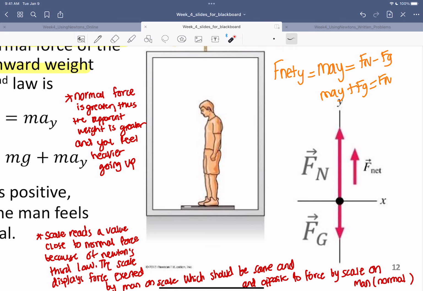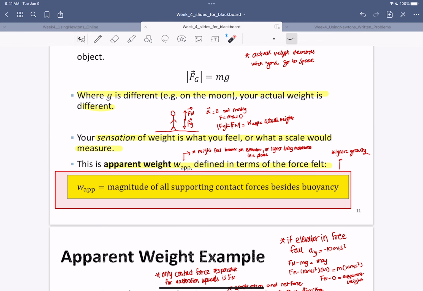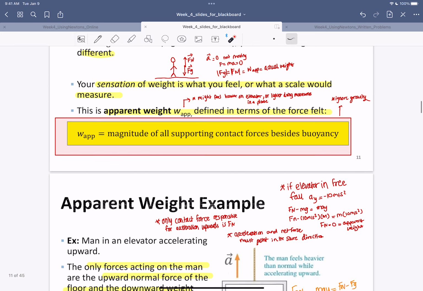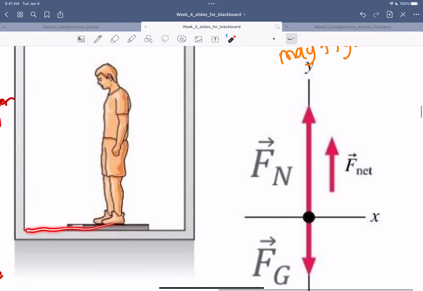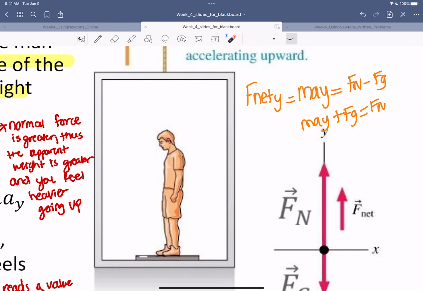And that's why if you're going up in an elevator, right, elevator's carrying you up second, third, fourth floor, you tend to feel heavier. And so that feeling, that apparent, right, so apparently I feel heavier. That's how I kind of think of it. Apparent weight is defined as a force that you feel. It's the magnitude of all supporting contact forces. What are contact forces? Really, it's just normal force. That's the contact force here because you're in contact with the floor of the elevator.